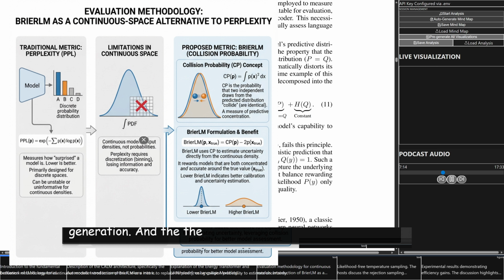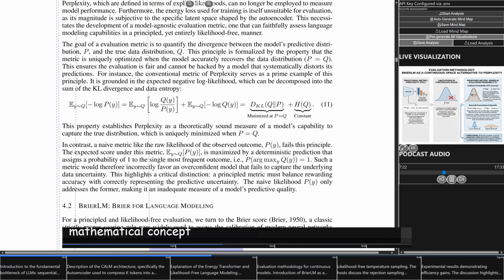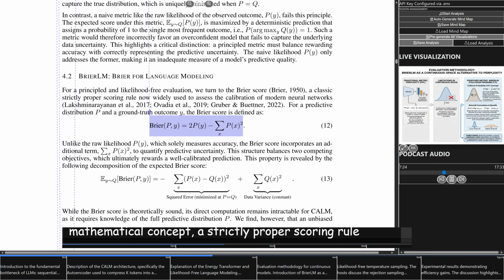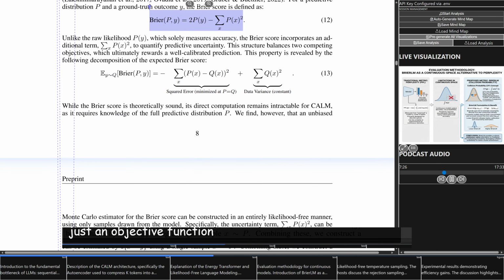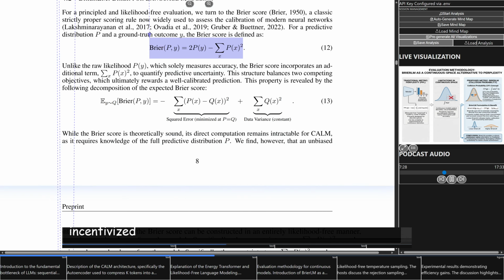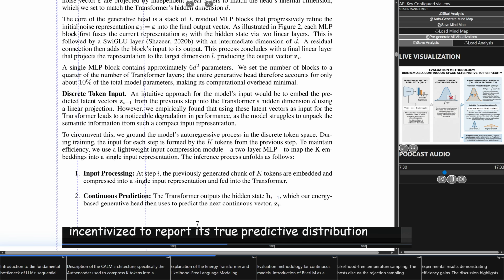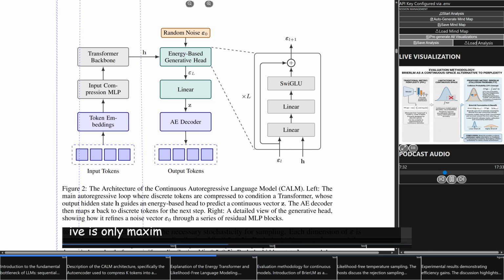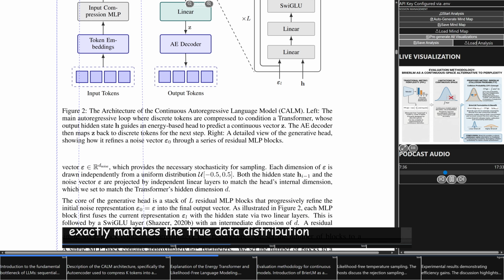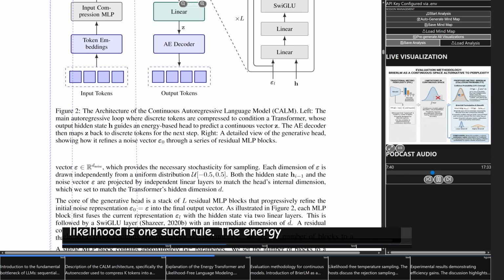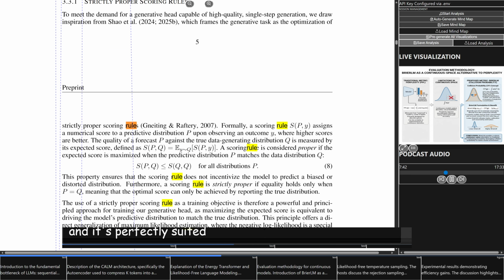And the theoretical foundation for training this thing is based on something called strictly proper scoring rules. Yes, and this is a really critical mathematical concept. A strictly proper scoring rule is just an objective function that guarantees the model is incentivized to report its true predictive distribution. The objective is only maximized when the model's prediction, P, exactly matches the true data distribution, Q. Negative log likelihood is one such rule. The energy score is another, and it's perfectly suited for continuous space.